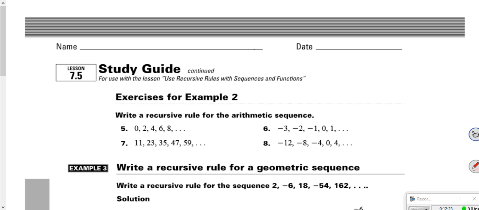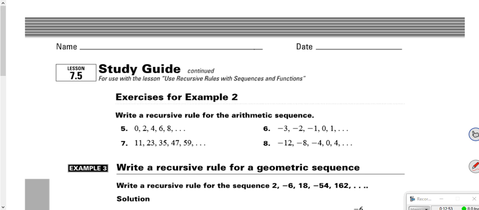Okay, let's look at the backside. So we are going to be writing the rules. Again, you've got to have 2 things for a rule. You've got to have a sub 1, or you can start at a sub 0. I don't really care. Most start at a sub 1, but you can give me a sub 1 and then give me the rule. First we've got to look at these sequences and figure out whether they're arithmetic or, well, actually this tells us they're arithmetic. I apologize. We'll do geometric in a minute. So these are all arithmetic.